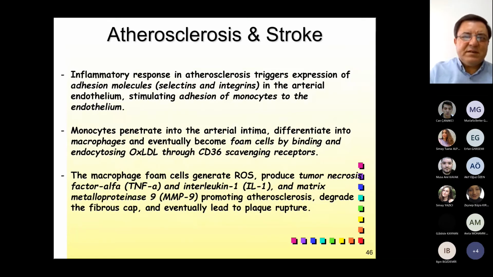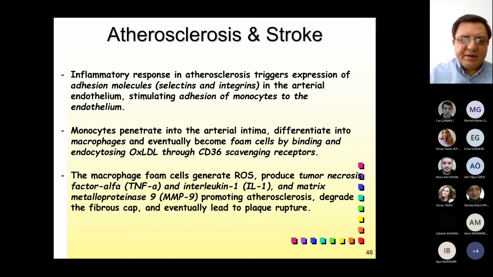And as I said, these are some adhesion molecules like the selectins and integrins. Also, inflammation in the progression of atherosclerosis stimulates the expression of these adhesion molecules in the arterial endothelium. So it also stimulates the adhesion of more and more monocytes to the endothelium. So these monocytes are able to penetrate the arterial intima and differentiate into macrophages, and then the accumulation of the macrophages, in combination with the contribution of other factors, becomes foam cells.